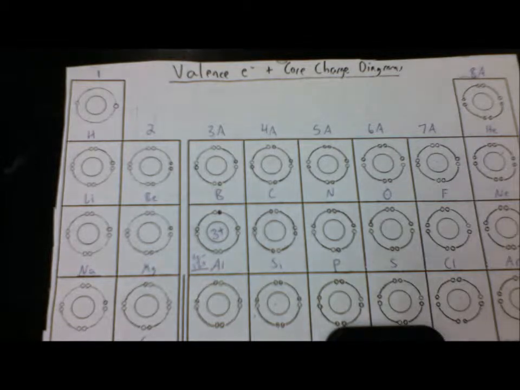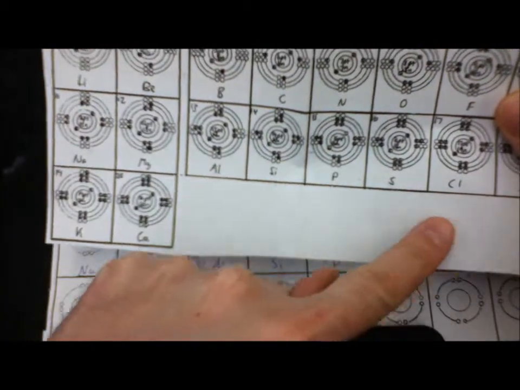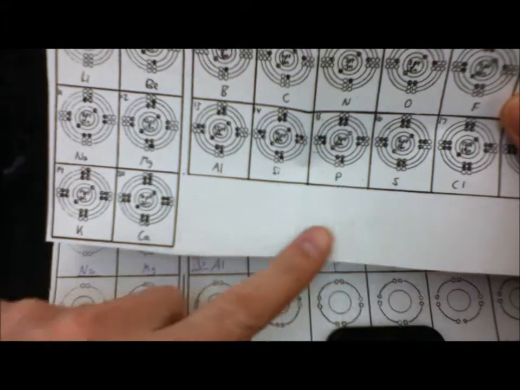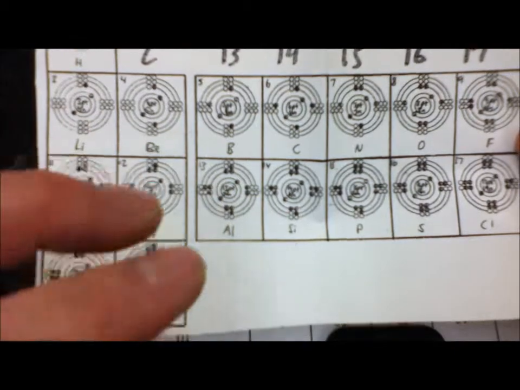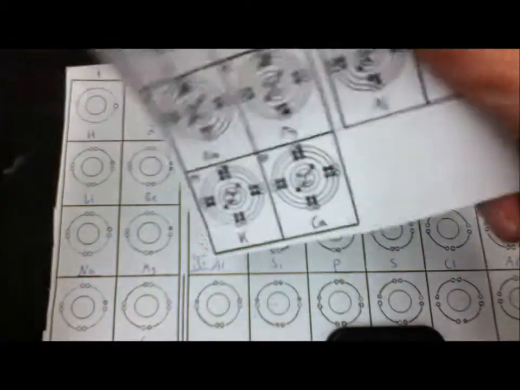So once you've done that, you're going to have to grab this sheet here. Notice again this last row underneath aluminum, silicon, phosphorus, etc. has been removed. You don't have to worry about that. So we're going to use these diagrams, which we've already completed, to draw our valence electron core charge diagrams.